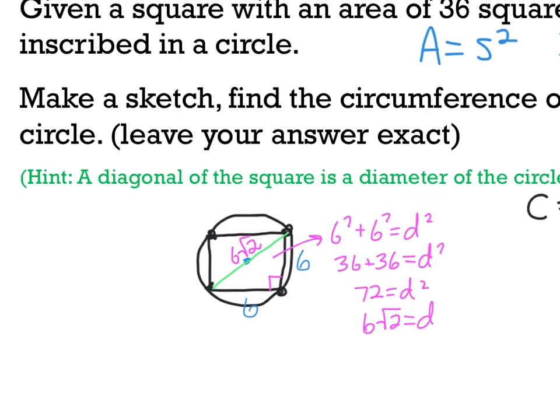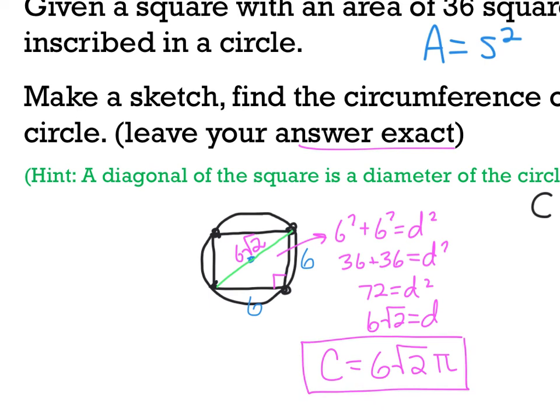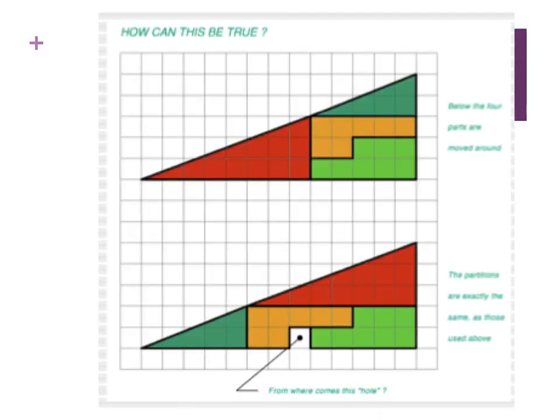So now they want my answer in exact form. Circumference is diameter, 6 root 2, times pi. I have no decimals in my answer. Even if I had something like 4/5 pi, I would leave 4/5. Or if I had 1/3 of pi, I would leave it as 1/3 pi if I wanted it to be exact.